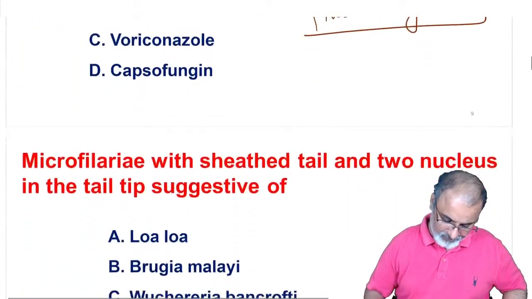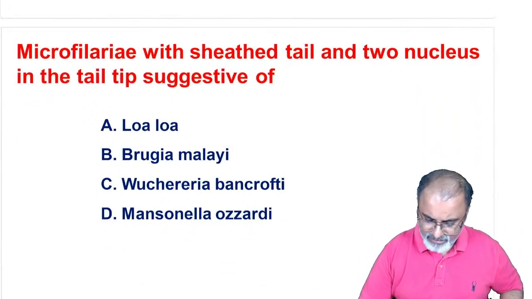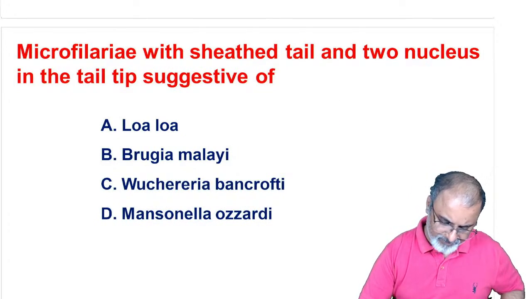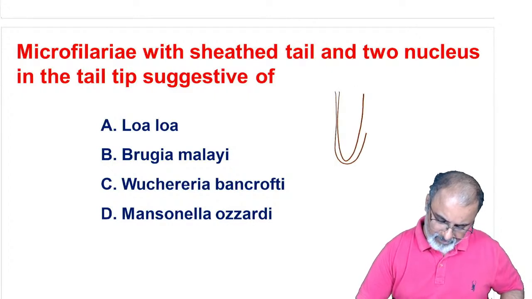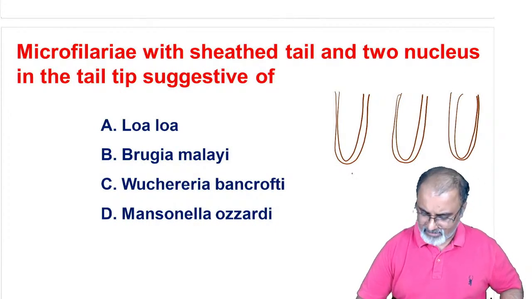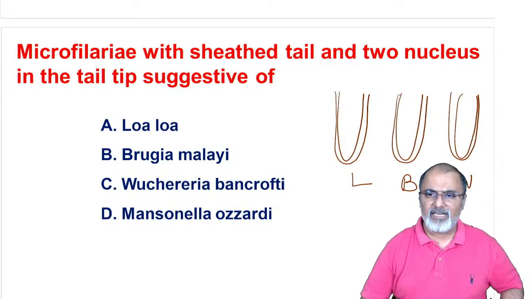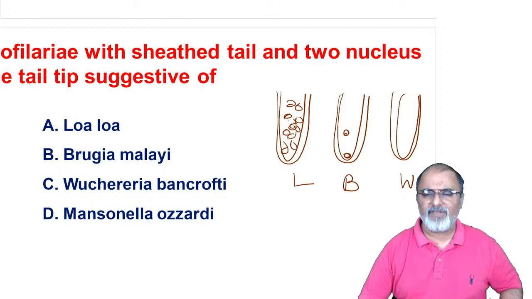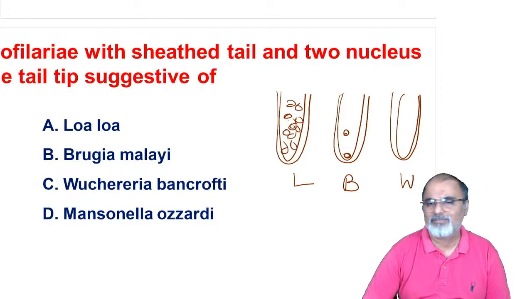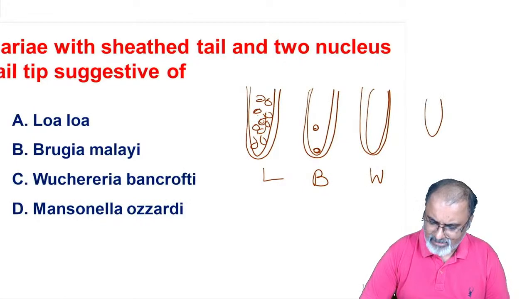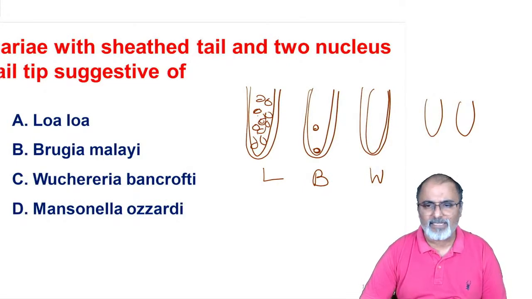Next is, microfilariae with sheathed tail and two nuclei in the tail tip. See carefully here. This is the microfilariae. Three are sheathed. We call it LBW. L: Loa loa, full of nuclei. Brugia, two nuclei. W: Wuchereria, waste, remember, nil, no nuclei. L full, W nil. And the other ones, Mansonella and Onchocerca, no sheath, no nuclei.